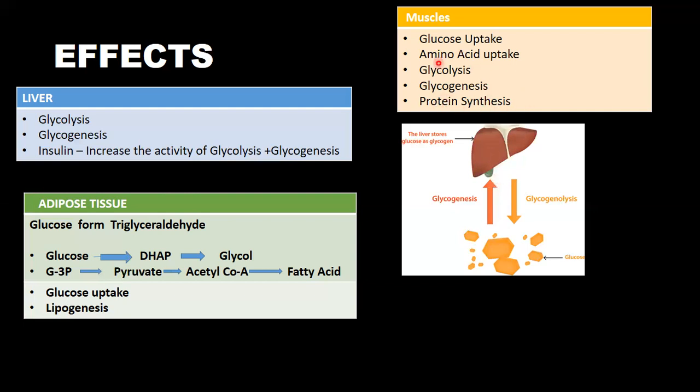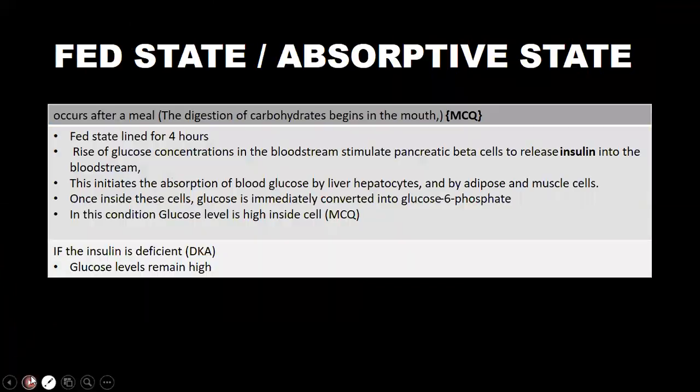Why do we have protein synthesis? Because there is amino acid uptake, which leads to protein synthesis. So insulin affects the liver by increasing glycolysis and glycogenesis. In adipose tissue, glucose is used in the formation of triglycerides, that is lipogenesis, and in muscles we see again glycolysis and glycogenesis.